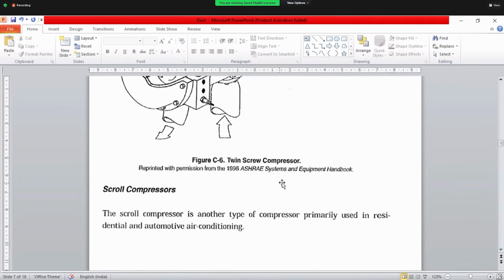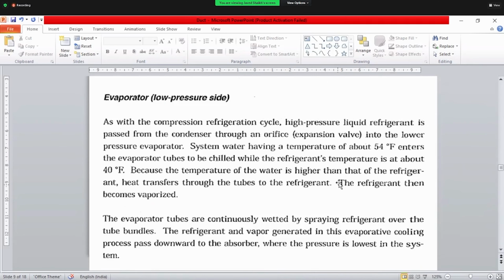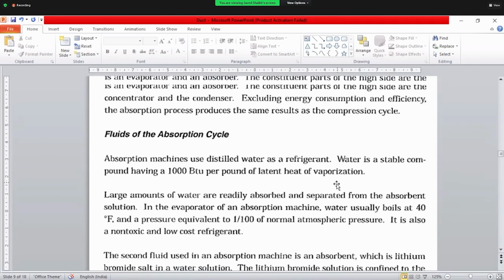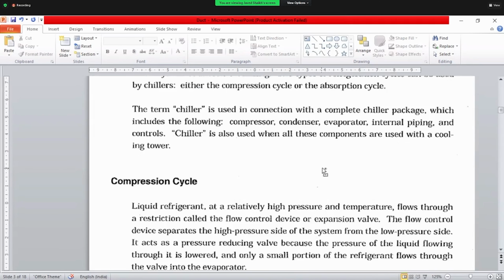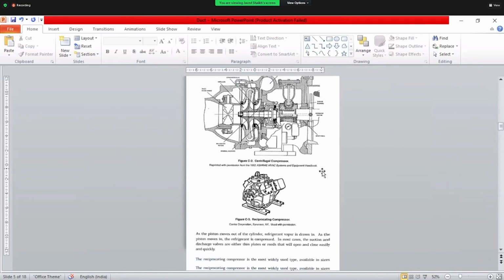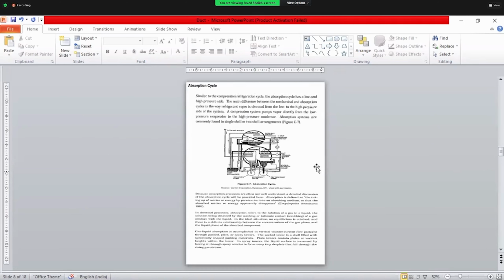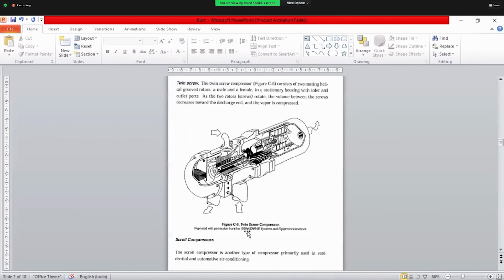And the next is the scroll. The scroll compressor is another type of compressor, primarily used in residential applications. So the same basic principle. This is screw and there is a scroll type. The same basic principle is there.